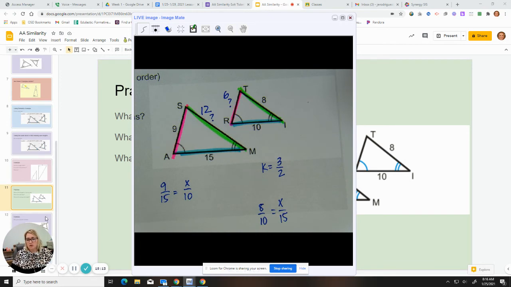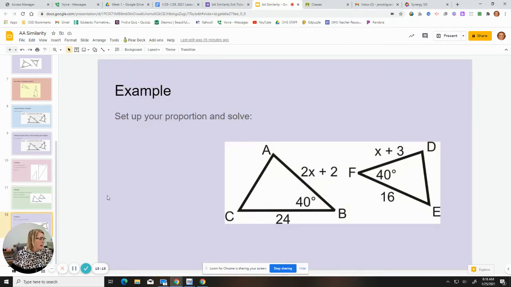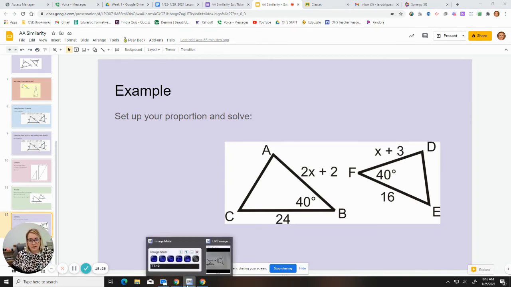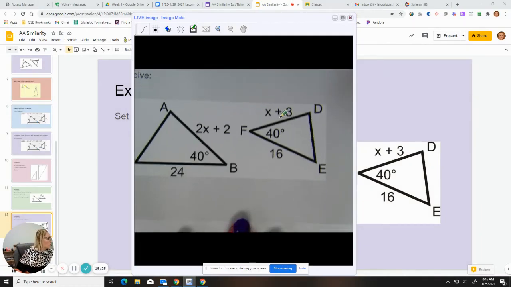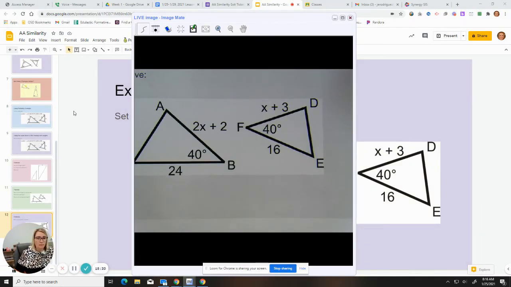Okay, we have 2 more slides to get through. And this is what happens if we need to have an actual equation through our proportion. Okay, and how we would solve for that. So again, we need to figure out which sides match up. And then that gives us a little bit more information.